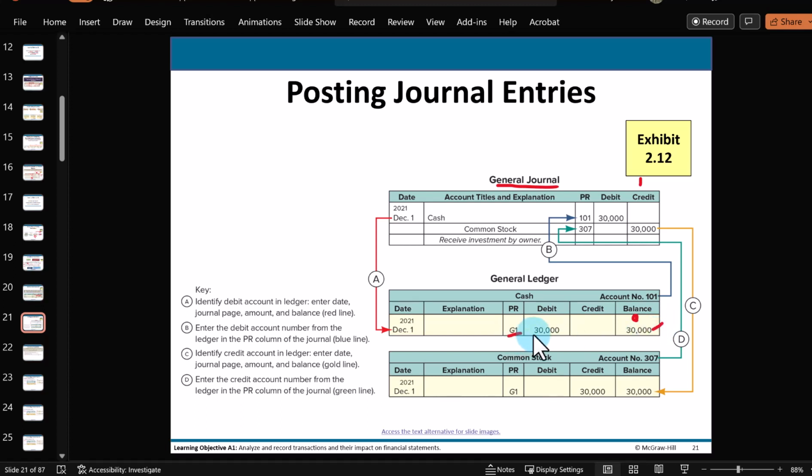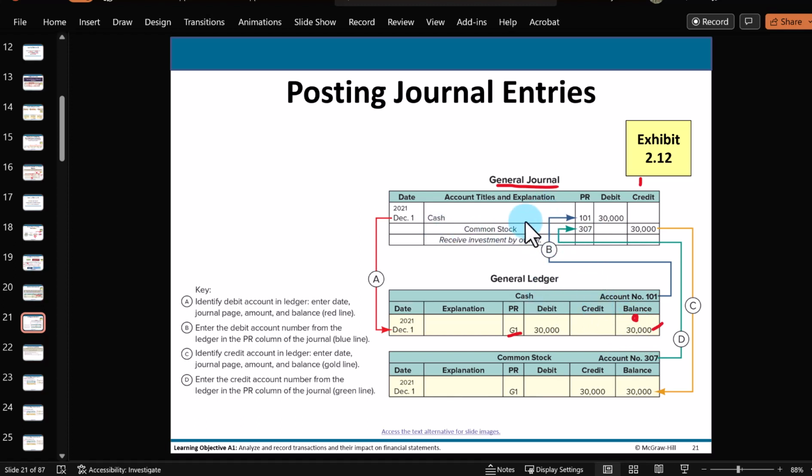To show that this entry has been posted in the journal, we take the account number and we rewrite it here in the posting reference column. Just by looking at this, now I know this 30,000 is posted. So if you see it blank, that means this 30,000 still has to be posted. You don't want to miss posting or double post an entry. Yeah, that will throw off the balance here. Okay, so we're making sure we're cross-referencing posting from the journal into the ledger.